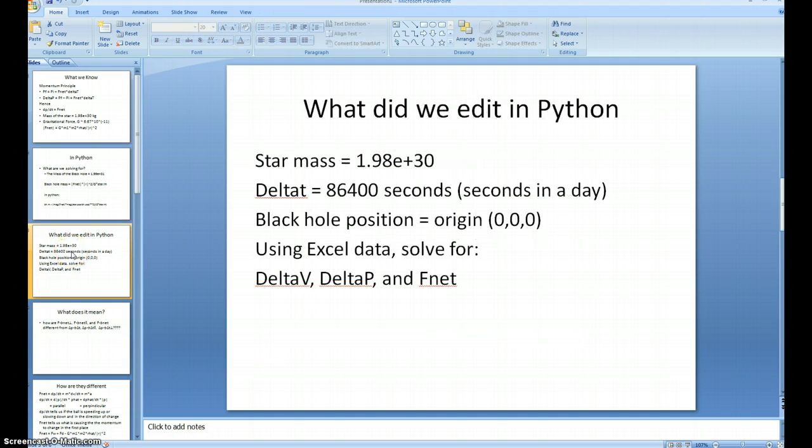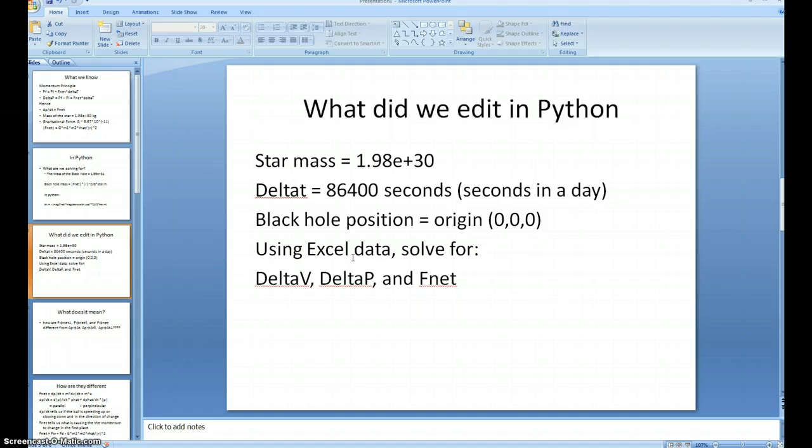So what did we have to edit in Python? First, we edited the mass of the star. Second, in the introduction to the lab, we were told that the time interval of each measurement of the star's position in its orbit was taken every day. So we have 86,400 seconds in a day. Finally, we set the black hole position to the origin.